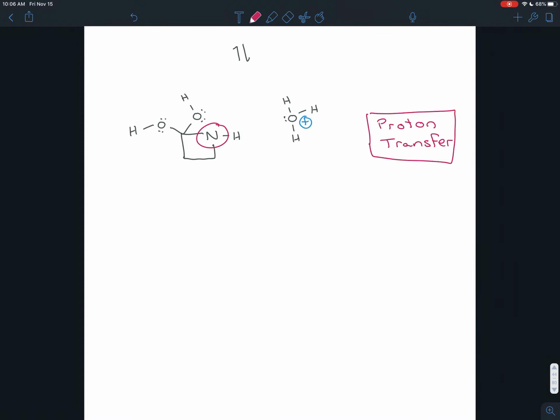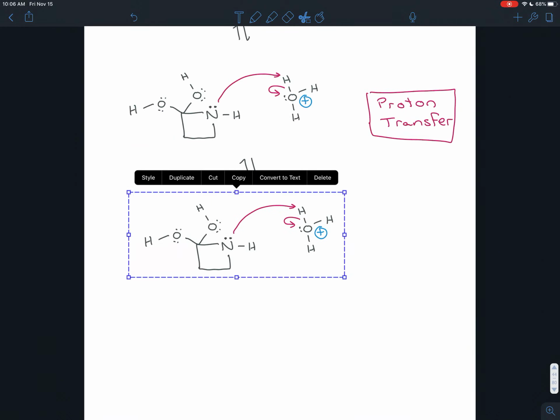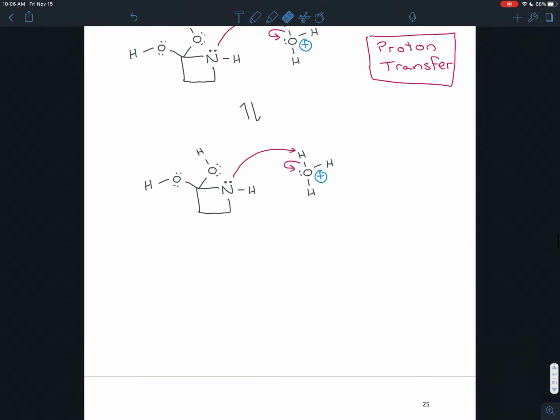So this has no charge. We want to give it a charge so that it will be more reactive and leave. The slightly negative nitrogen attacks one of the slightly positive hydrogens on hydronium. The electrons snap back onto the oxygen there to stabilize the positive charge. And so we move a hydrogen from one atom to another, or from one molecule to another. So that's our proton transfer.